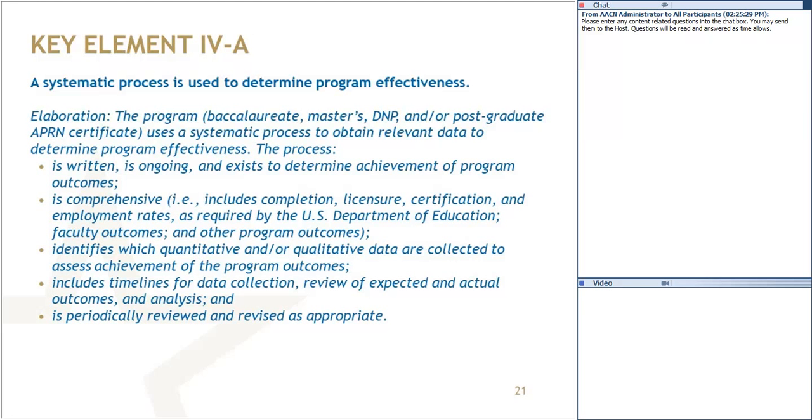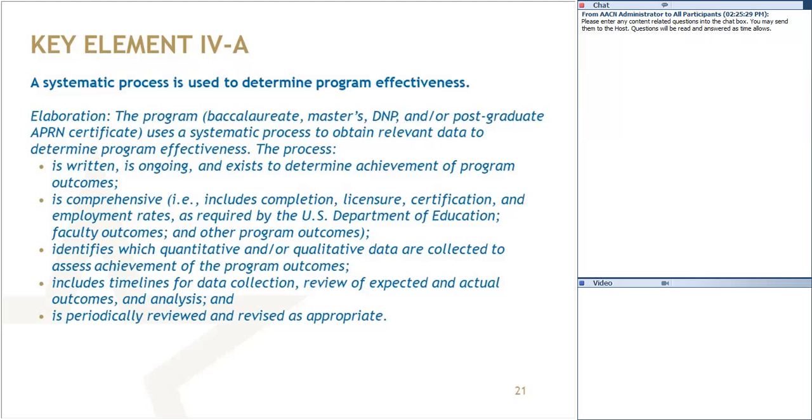It has to address completion, licensure, certification, and employment rate, obviously if applicable, depending on whether you had students who fit in those categories, and we'll be talking a little bit more about each of those categories. But even if you wouldn't have any data to report, if it's a new program, there should be evidence in the evaluation plan that you have a process for how these data will be gathered and reported. Additionally, faculty outcome data must be gathered and reported, as well as other program identified outcomes.